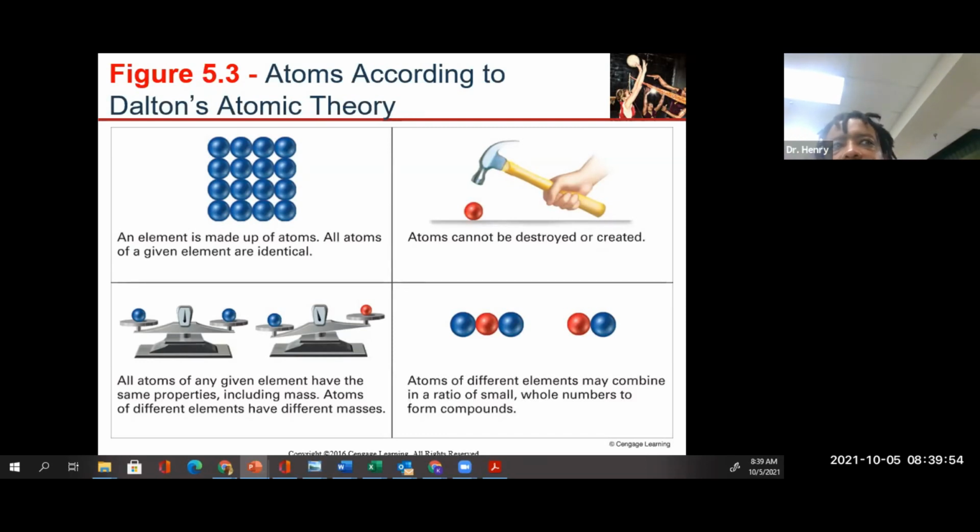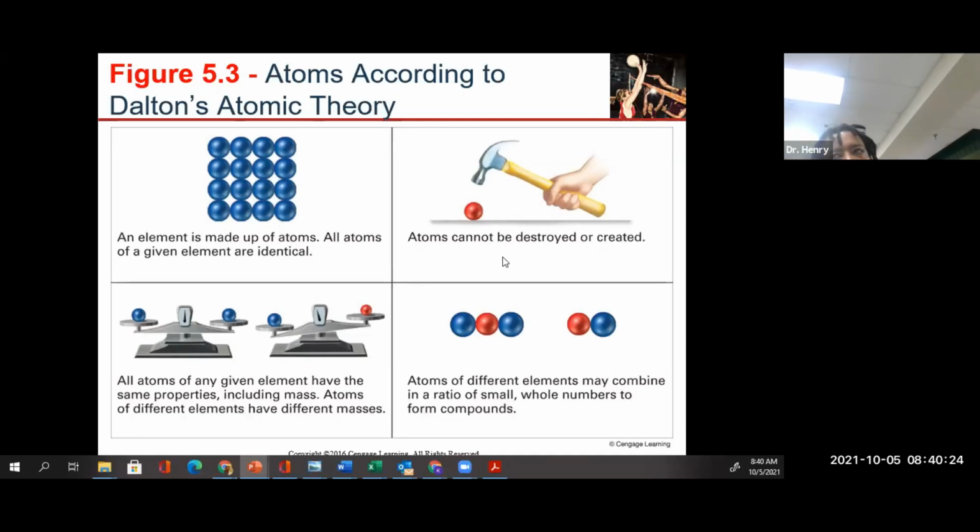And then he says atoms of different elements have different masses. So for instance, we have carbon and nitrogen. Well, carbon weighs 12 on a periodic table, and nitrogen weighs 14. So they have different masses because they're different atoms. And then the last thing he said was that atoms of a different element may be combined in small ratios of whole numbers to form compounds.